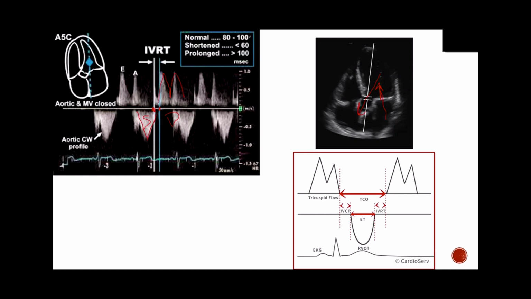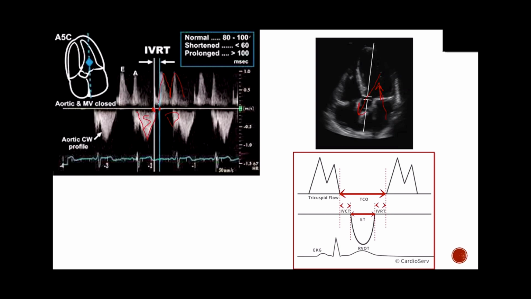Whereas when it's very stiff, right, and you have a high left atrial pressure, it doesn't take a lot of untwisting for the left atrial pressure to be high enough to send blood flow across the valve. And so that's why it gets shorter and shorter, because your left atrial pressure is getting higher and higher as you go along with your chronic diastolic dysfunction.